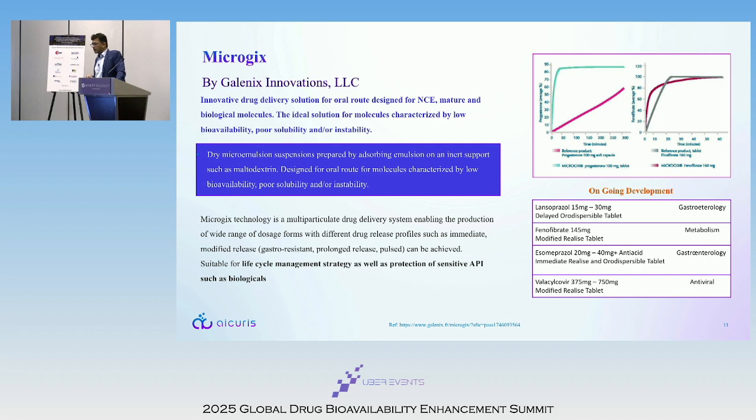Then another interesting technology is Microgics, developed by Galenix Innovation. In this case, they use carriers like maltodextrin. The microemulsions are adsorbed, and these microemulsions do not contain any solubilized drug. Basically it is a suspended drug. So the microemulsion suspensions are adsorbed onto maltodextrin, and then this can be used to enhance bioavailability.